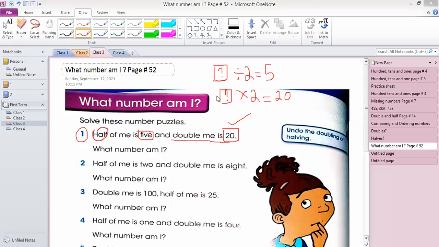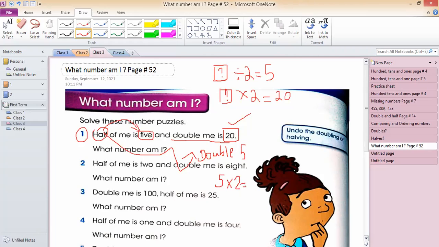Double. Very good. The inverse of half is double, right? So if you find the double of 5, you will find the answer. How to find the double of 5? For that, you will multiply 5 by 2.